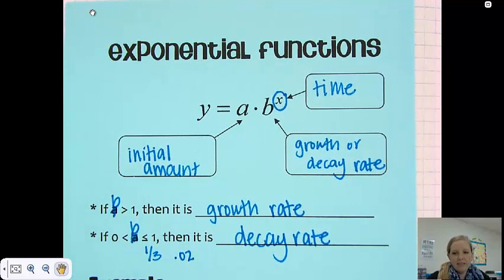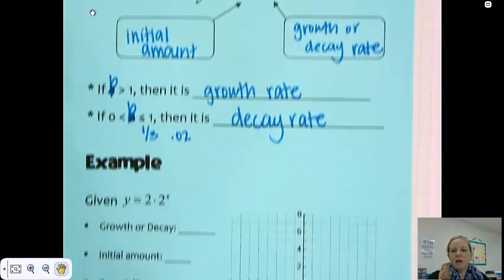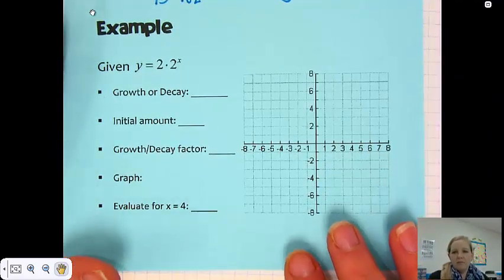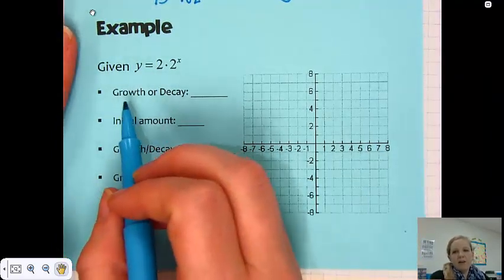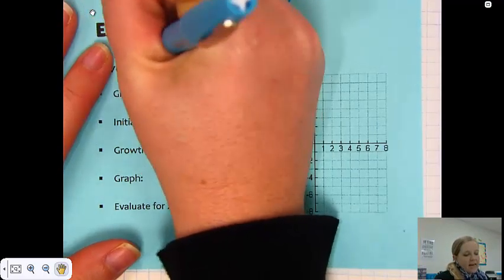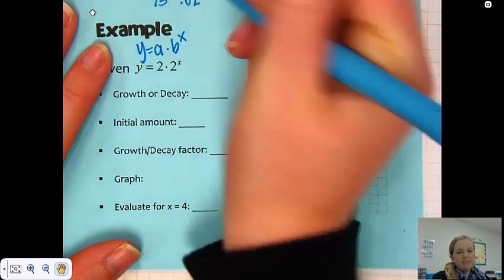Alright, so let's look at our example. We're going to look at our initial amount. We're going to determine if it's growth or decay. We're going to graph it, and then we're going to find some function values. Alright, so an example. We're given 2 times 2 to the x. So first I want to say, what is this, growth or decay? So above here I'm going to write y equals a times b to the x.